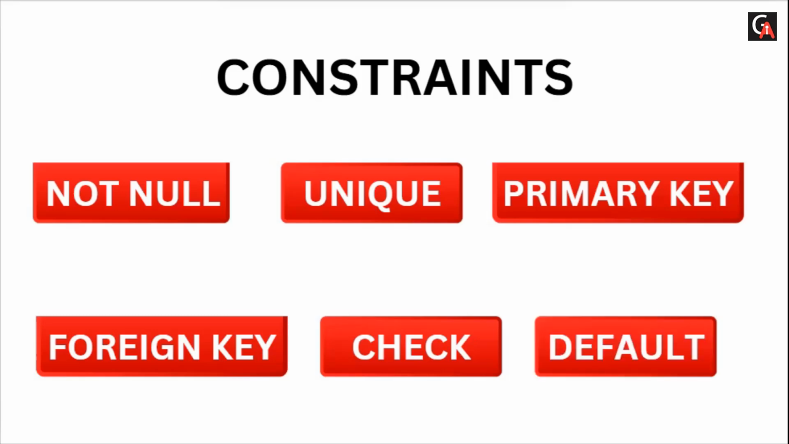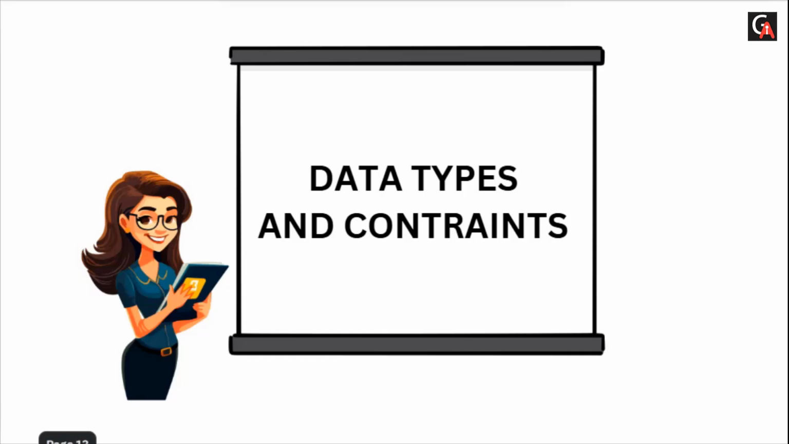Constraints are vital for maintaining data quality. They prevent invalid data from entering your database, ensuring your information is reliable. So, to summarize, data types define the kind of data you store, and constraints enforce rules on that data. Mastering these concepts is crucial for building robust and reliable databases.